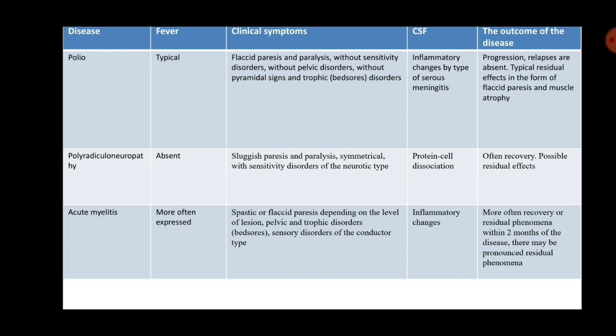In polio radical neuropathy, fever is absent and clinical symptoms include sluggish paresis and paralysis, symmetrical, with sensitivity disorders of the neuritic type. Acute myelitis: fever is more often expressed and clinical symptoms include spastic or flaccid paresis depending on the level of lesion, pelvic and trophic disorders, sensory disorders of the conductor type.